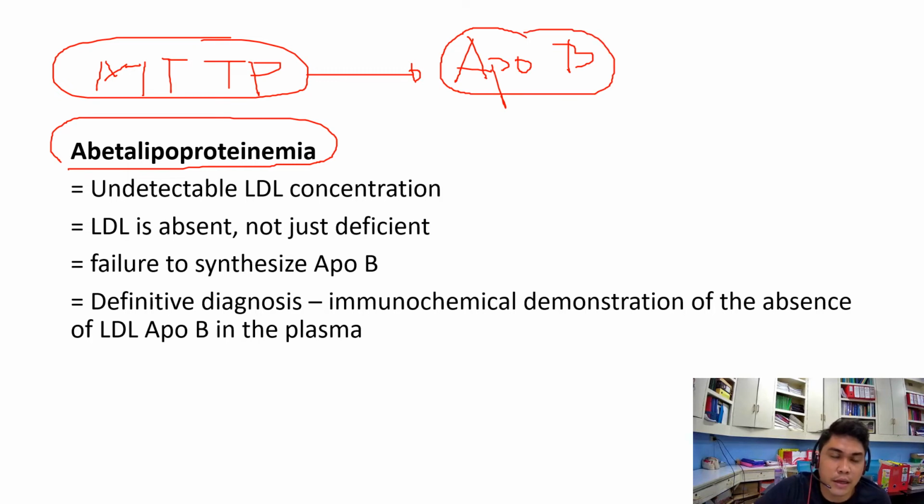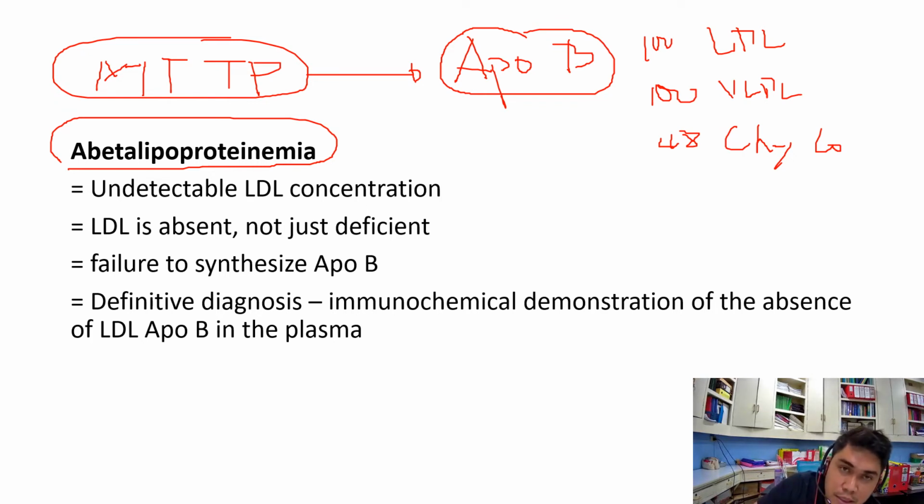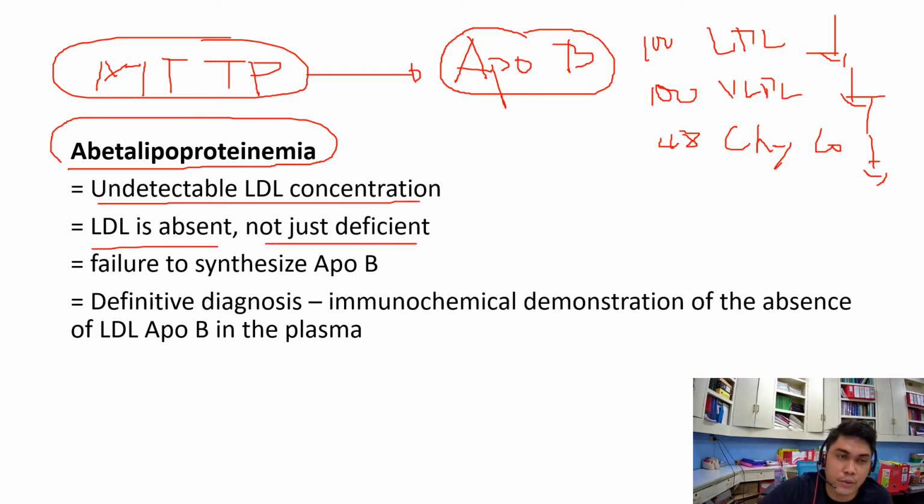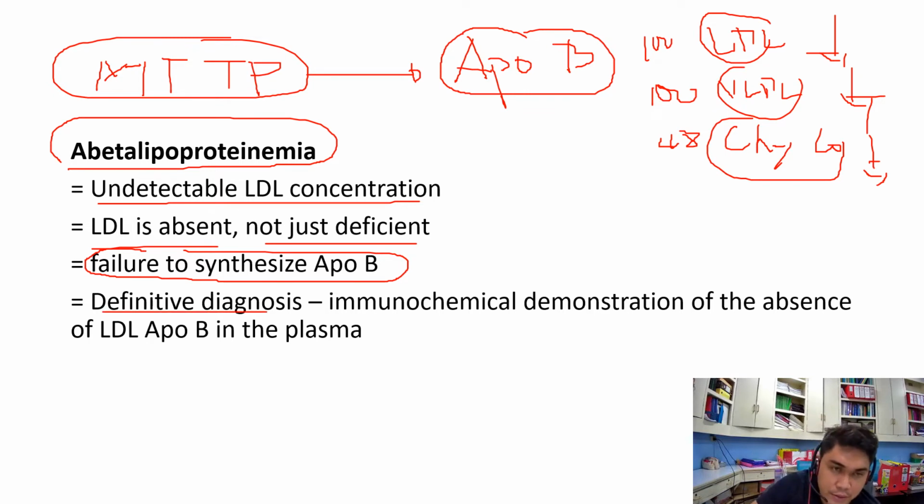The lipoproteins that contain ApoB are LDL, VLDL, and chylomicrons. LDL and VLDL have ApoB100, and chylomicrons have ApoB48. So if there is an MTTP gene mutation, ApoB synthesis is decreased, and the LDL concentration is decreased, same with VLDL and chylomicrons. There is undetectable LDL concentration, so LDL is absent, not just deficient. There is a failure to synthesize ApoB. For definitive diagnosis, you perform immunochemical demonstration of the absence of LDL ApoB in the plasma.